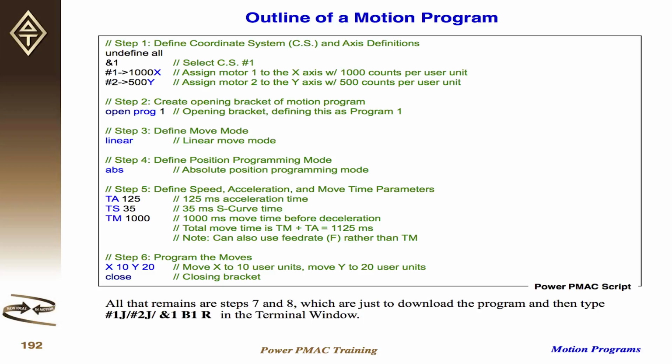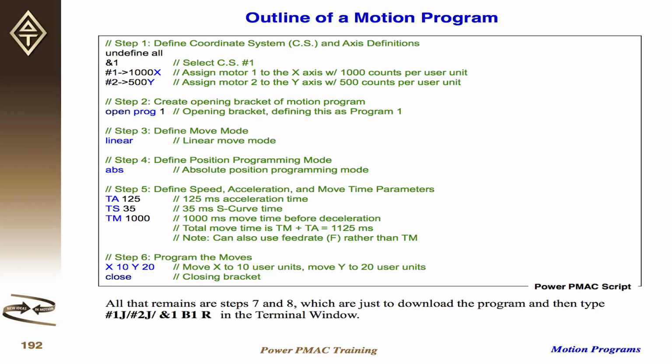And then lastly, we program the move. To begin the motion of multiple axes at the same time, you simply write multiple axes on the same line. In this example, we're moving X to 10 user units and Y to 20 user units by writing X10, Y20 on the same line. So they will simultaneously start and stop. If you issue them on subsequent lines, they will blend into one another and not necessarily begin at the same time. So be aware of that functionality in PowerPMac.